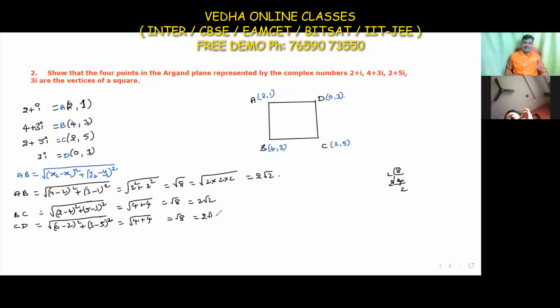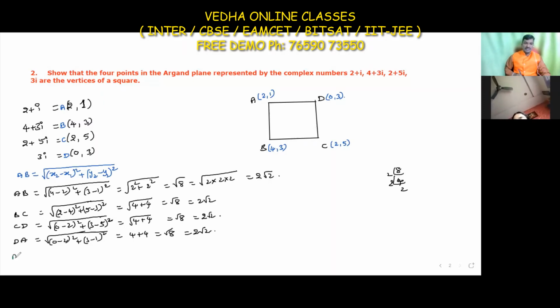All the sides are equal. Now I have to check the diagonals. DA also we are getting the same, 2 root 2. That is 4 plus 4, root 8, which is 2 root 2. So we have to check the diagonals, BD and AC.